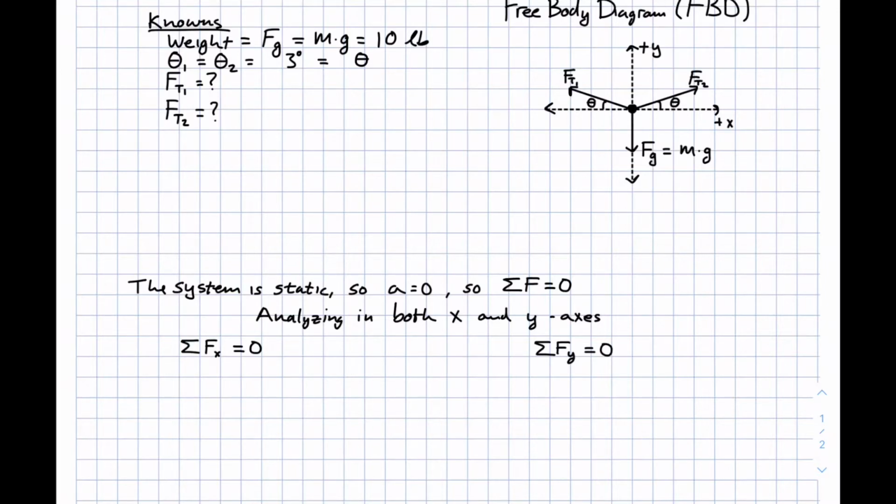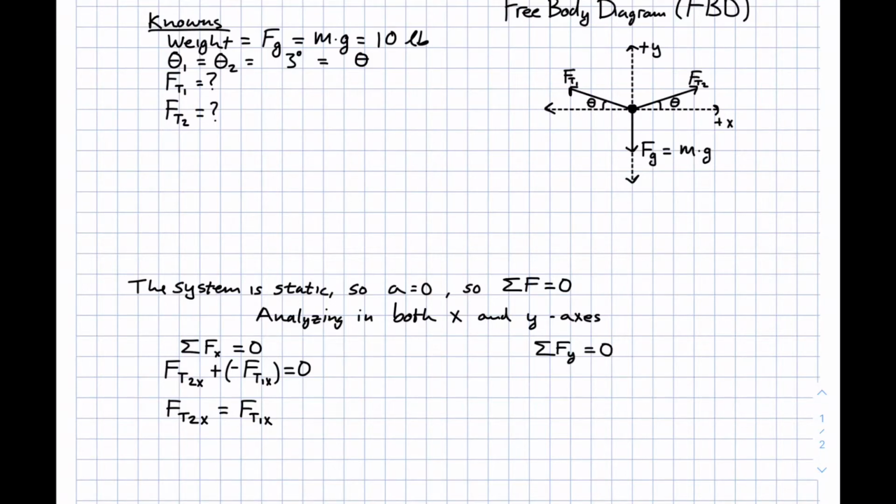The forces in the x-axis are Ft2x in the positive x direction, and Ft1x in the negative x direction, so it gets a negative sign on it. Those add to 0. This is just saying that the x components of Ft1 and Ft2 are equal and opposite, or that Ft2x equals Ft1x.